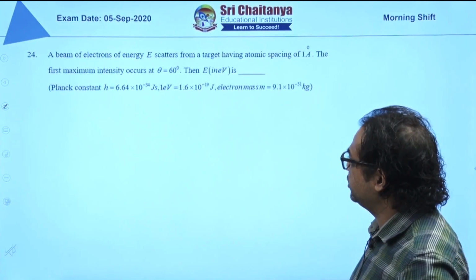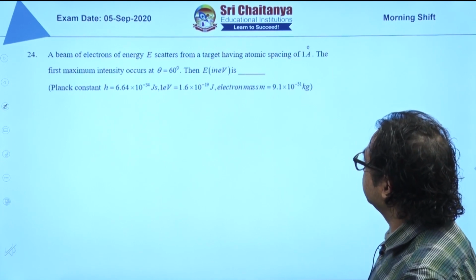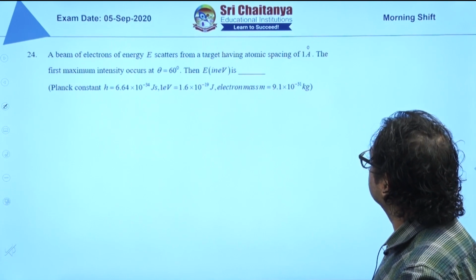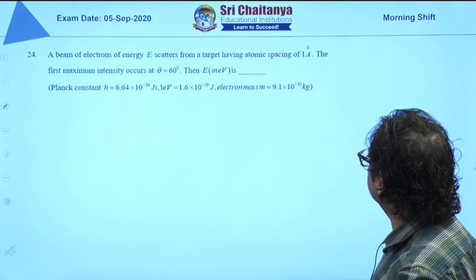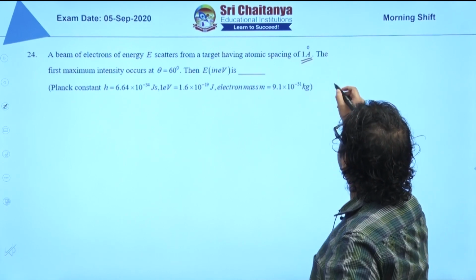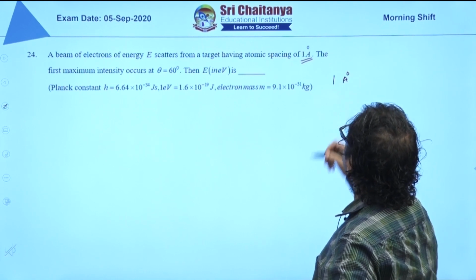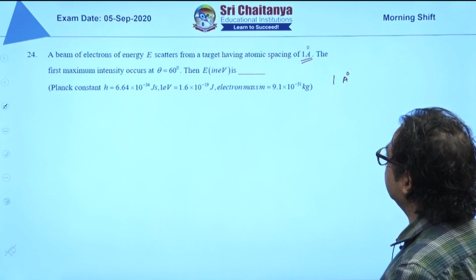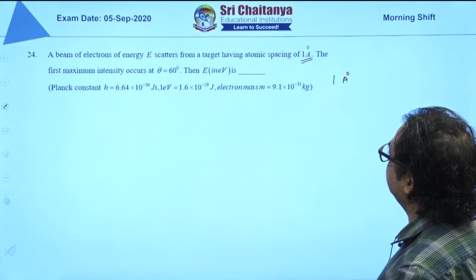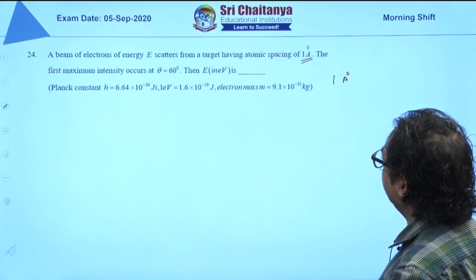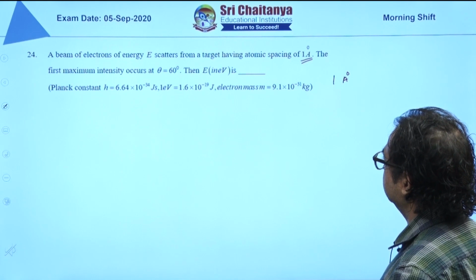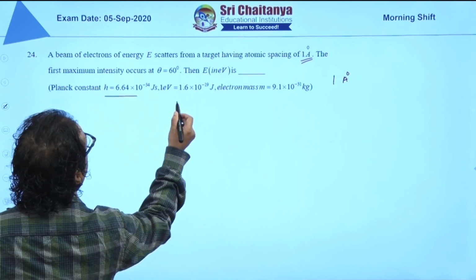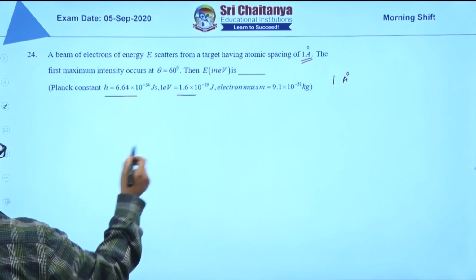We need to proceed. Next question. A beam of electrons of energy E is scattered from a target having atomic spacing 1 Armstrong. The first maximum intensity is at theta equal to 60 degree, then what is the energy? All the values are given: h value, 1 electron volt, mass, everything is given.